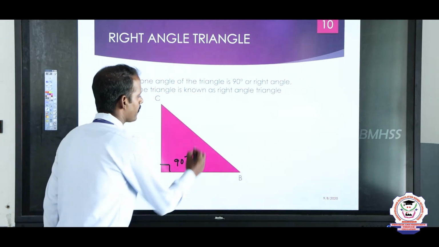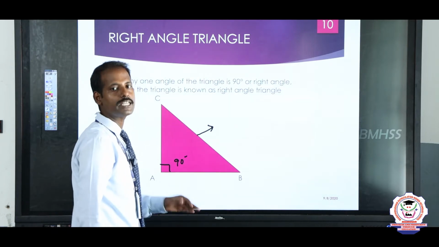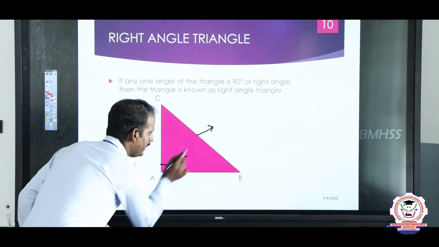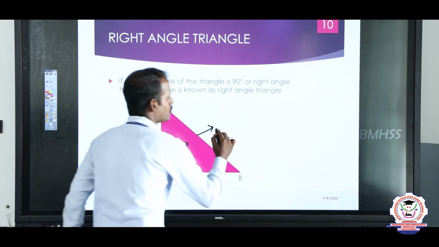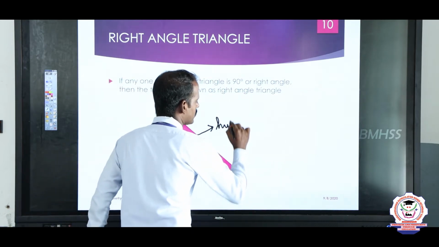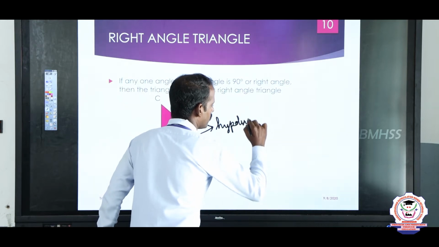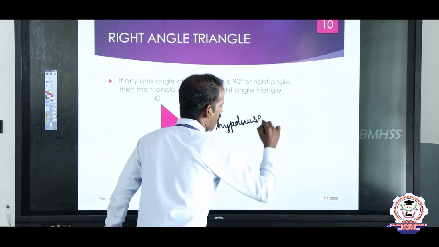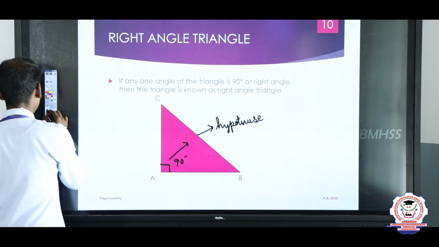The side opposite the 90 degree angle is called the hypotenuse. Here, the 90 degree opposite side is called the hypotenuse. What is the name? Hypotenuse.